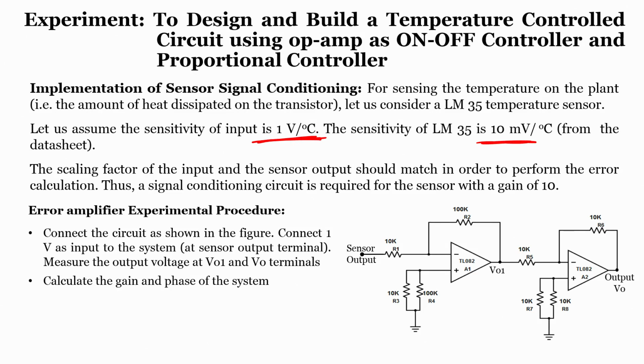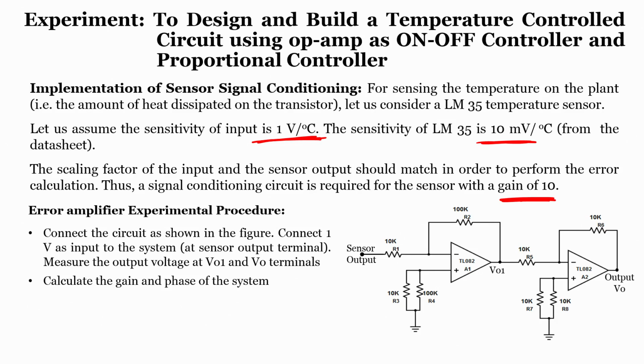The scaling factor of the input and sensor should match in order to perform the error calculation. Thus, the signal conditioning circuit is required for the sensor with a gain of 10. You can see that the scaling factor of the sensor output and the input should match, and for that in this particular condition we require an amplifier or signal conditioning circuit with a gain of 10.